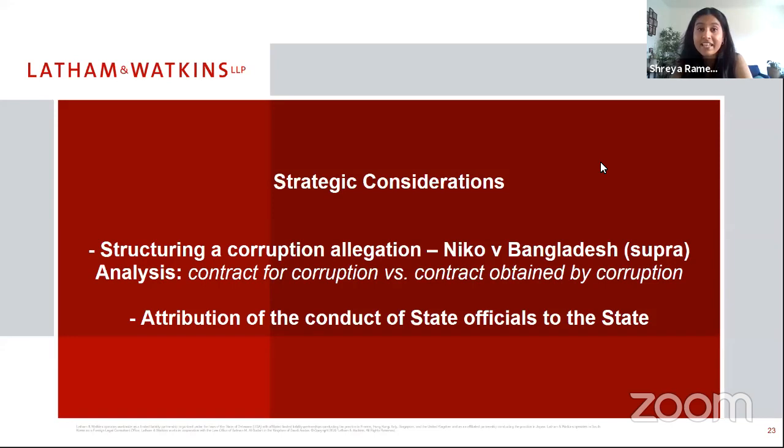You may want to review EDF versus Romania as well, because in that case, the claimant refused to pay the bribe, and the claimant argued that the state demanding the bribe itself was a breach of the fair and equitable treatment standard that was contained in the underlying investment treaty. And those kinds of arguments can be made. So that itself, the solicitation of the bribe by the state and the attribution of that solicitation to the state, can form the basis of a claim in investment arbitration. It hasn't been successful so far, but in theory, if it can be attributed, that would be one of the consequences.